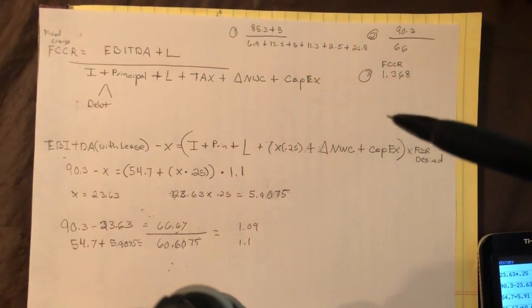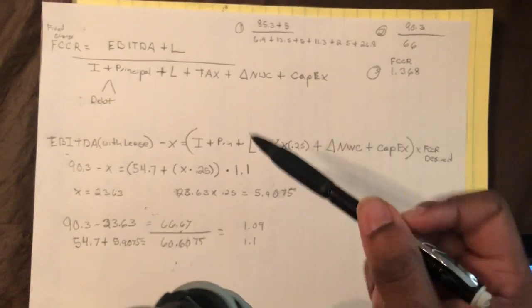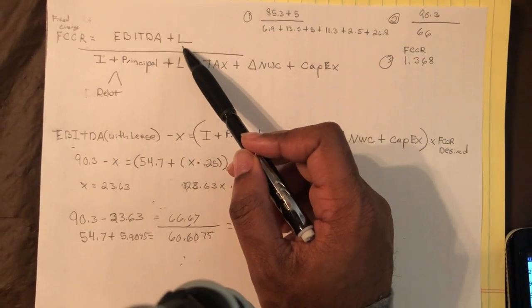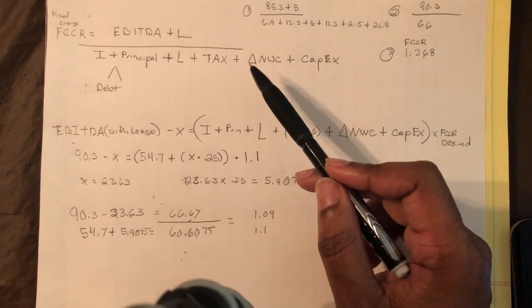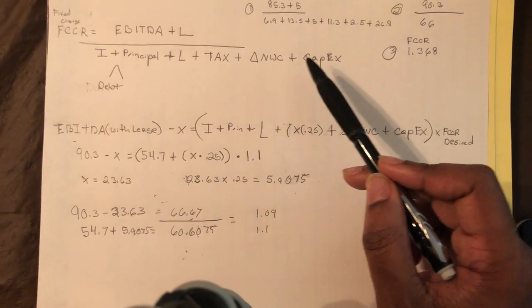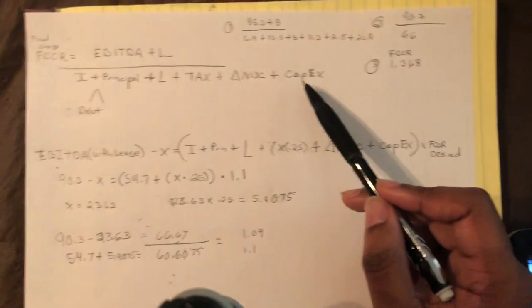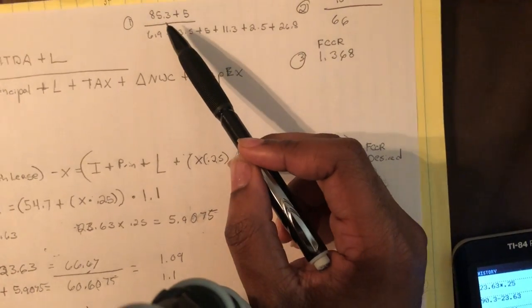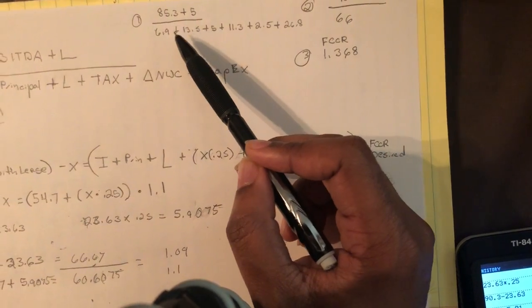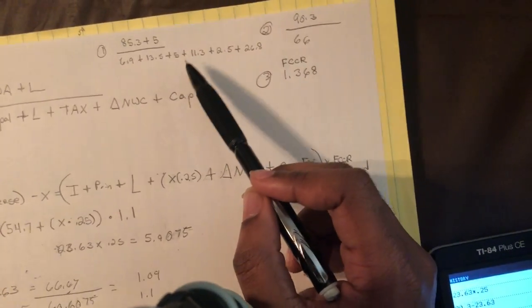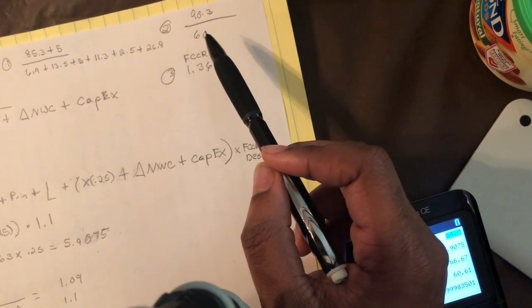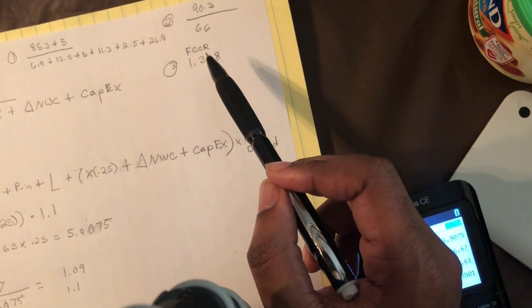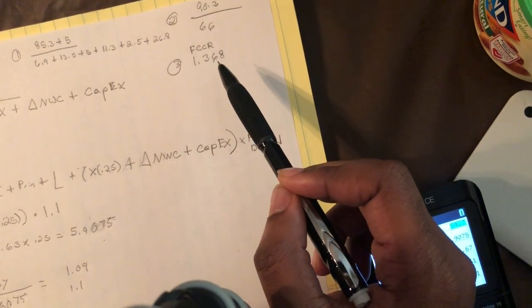But basically, you're gonna start off with the fixed charge coverage ratio, which is EBITDA plus the lease, plus the interest, plus the principal, plus the lease, plus the tax, plus the change in net working capital, plus capex, right? So the numbers add up basically to here, right? The same formula, I just got all the numbers. This ultimately adds up to 90 whatever over 66, which gives me a fixed charge coverage ratio of 1.368.